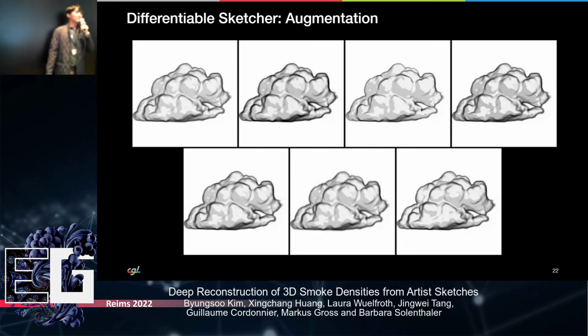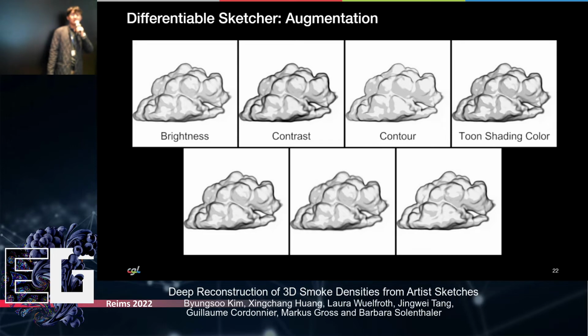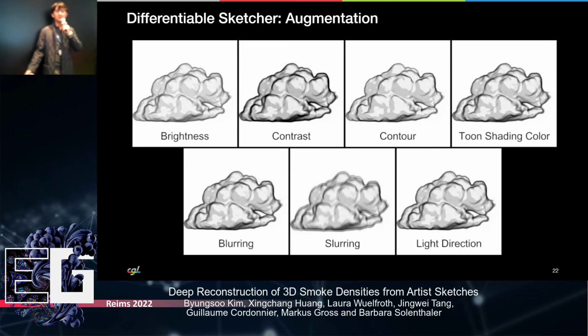And thanks to our lightweight sketcher, we can create an infinite number of variations in sketch style to increase the robustness of our model during training. We augmented the sketches for brightness, contrast, contour strength, tone shading, color, blurring, and the different light directions as well.